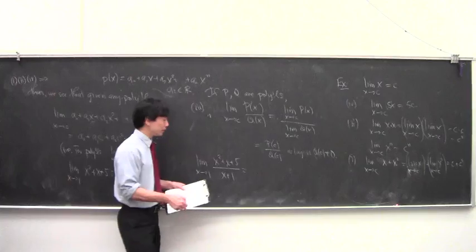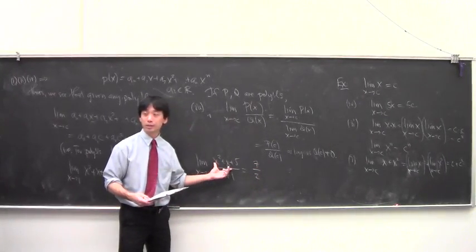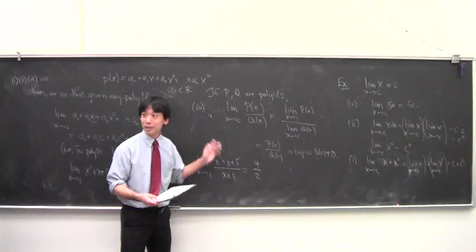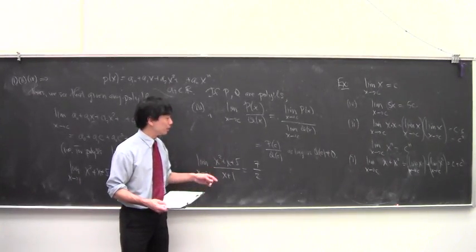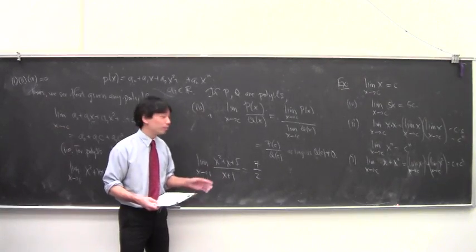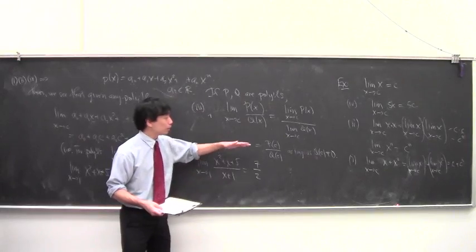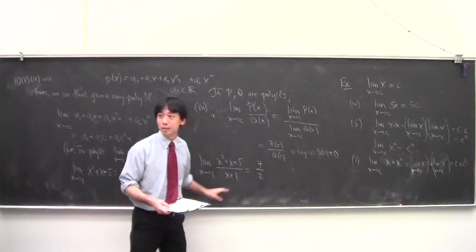7/2. It can be 7/2, right? All you need to do is take the limit of the top, which is 7, over the limit of the bottom, which is 2. Stefan: What if q of c equals 0? If q of c equals 0, then you don't have an answer. It's possible that the limit doesn't exist, or it might be that the limit exists for some other reason. But you can't conclude from the theorem.